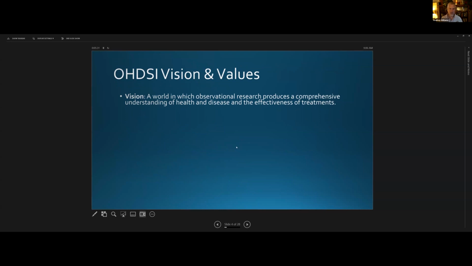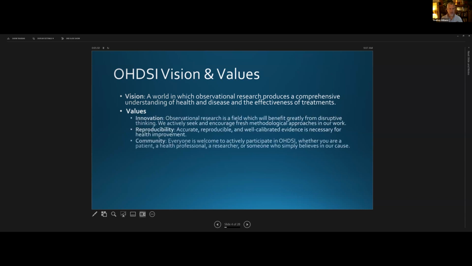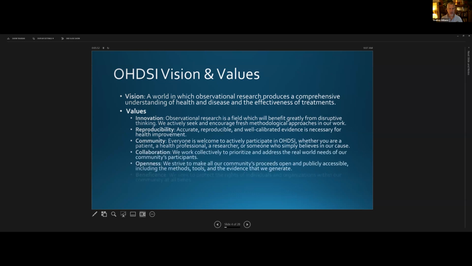The Odyssey website goes through its vision and values. We're devoted to observational research producing a comprehensive understanding of health and disease and the effectiveness of treatments. That's obviously a large ambition, but it's a large-scale effort, as you've seen. And these are the values: innovation, reproducibility, community, collaboration, openness, and beneficence. And we mean all of those.